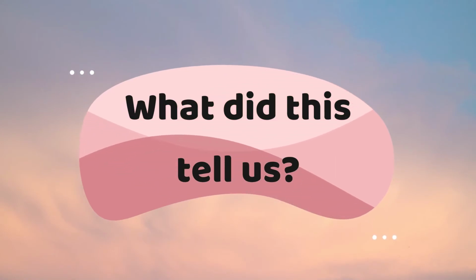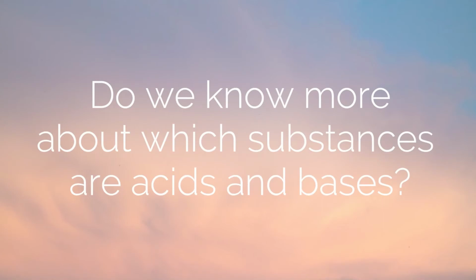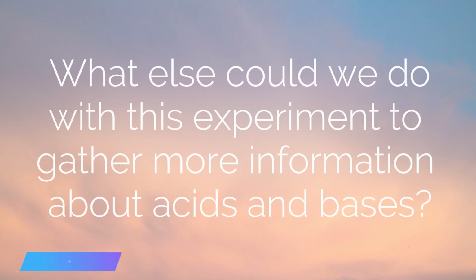What information did this experiment tell us? Do we now know more about which substances are acids and bases after watching it? And I hope that the answer is yes, because the red cabbage shows us which substances are acids and which ones are bases based on the color that they changed. So what could we do now?